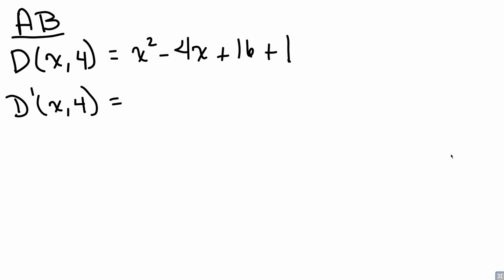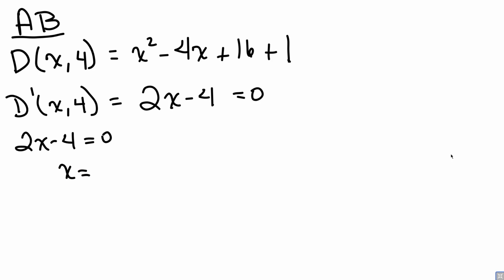2x minus 4. So I'm going to get 2x minus 4. And now, again, in order to find the max or min, we set the derivative equal to 0 and solve. Okay, so I'm going to have that 2x minus 4 is equal to 0. So what's x? 2. Okay, so what I'm going to do now is to check all the values.